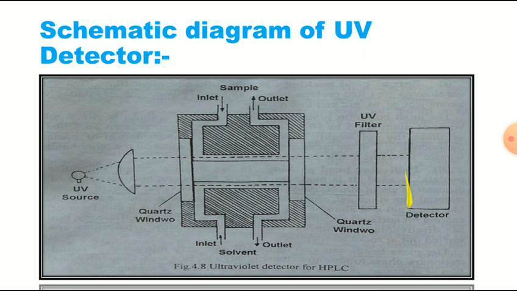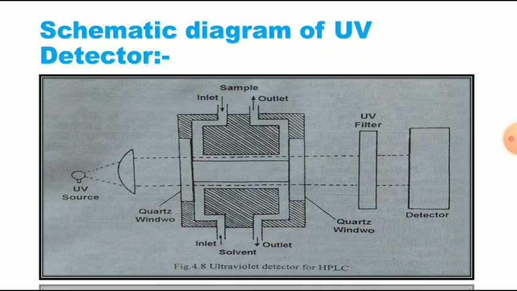Here is the actual part of the detector. Now we will see how it works. This radiation source emits ultraviolet light in all directions, right? That light will fall on this lens. This lens will convert all the light into one direction. That light will first fall on this quartz window, then go through that window and reach the UV filter.